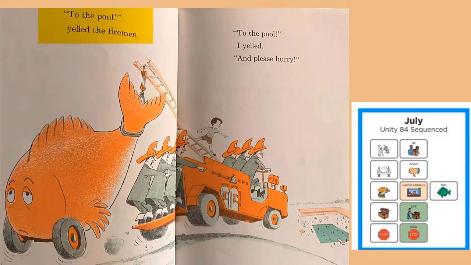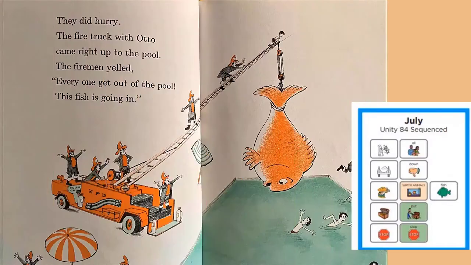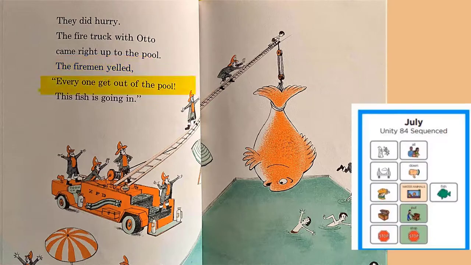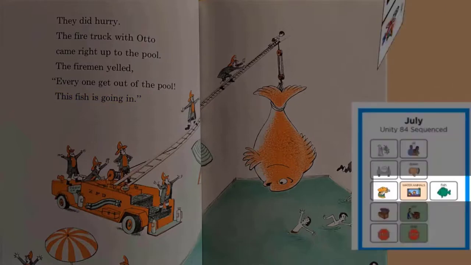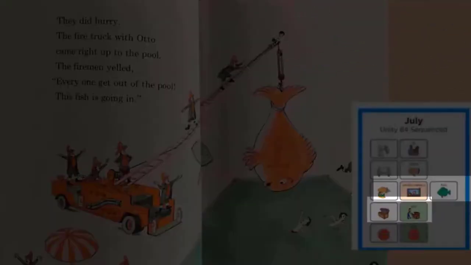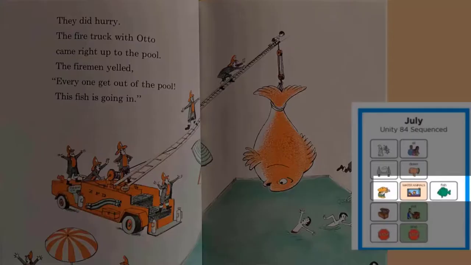"To the pool," yelled the fireman. "To the pool," I yelled, "and please hurry." They did hurry. The fire truck with Otto came right up to the pool. The fireman yelled, "Everyone get out of the pool. This fish is going in." Yikes! They're going to put Otto in the pool.